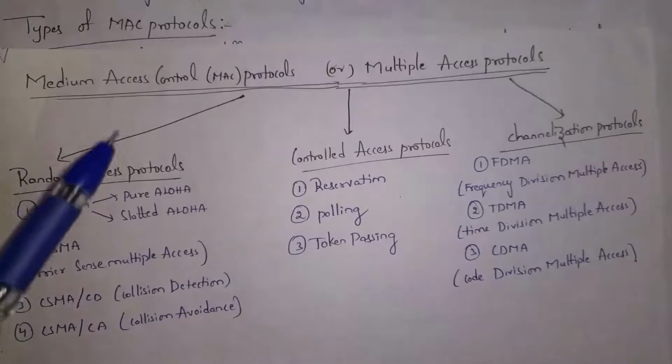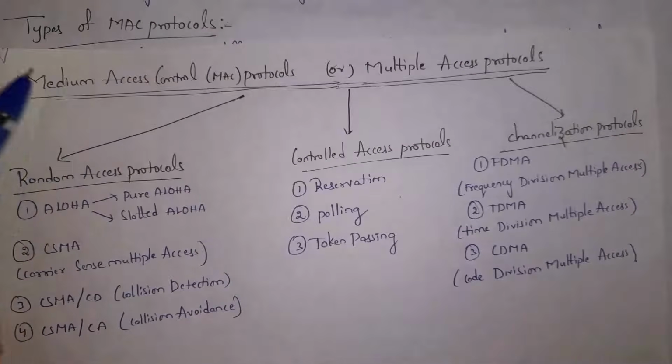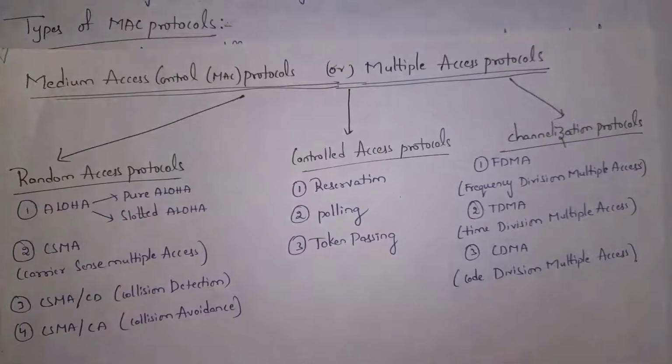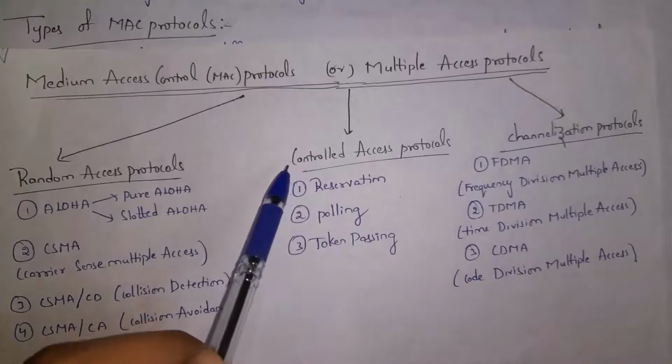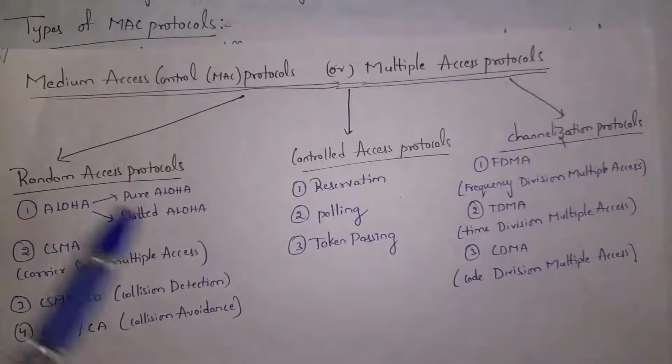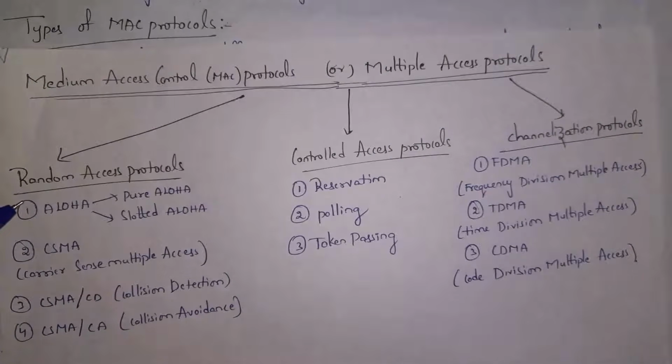And MAC sublayer protocols are classified into three types. Guys, we also call MAC protocols multiple access protocols. Multiple access protocols are classified into three types: random access protocols, controlled access protocols, and channelization protocols. At first, I will explain what are random access protocols. Random access protocols are classified into four types: ALOHA, CSMA protocol, CSMA CD protocol, and CSMA CA protocol.